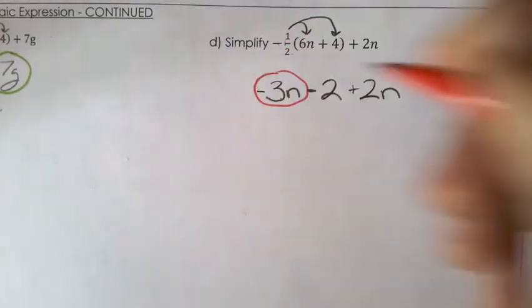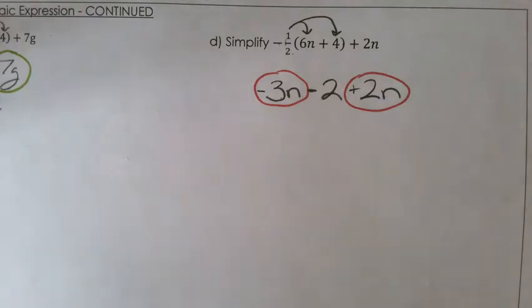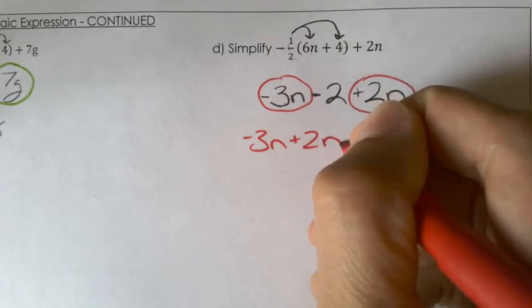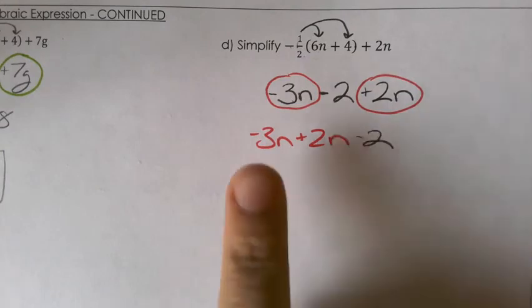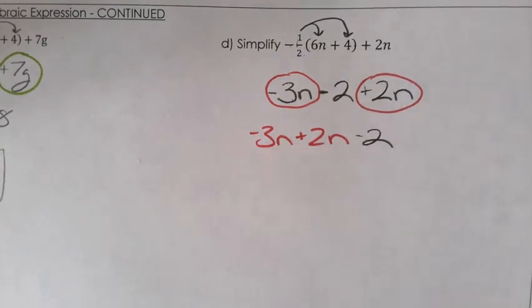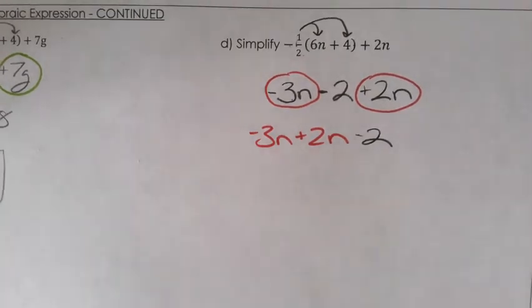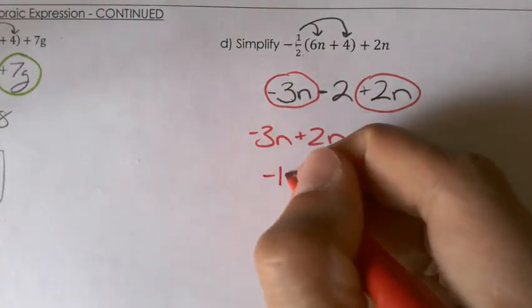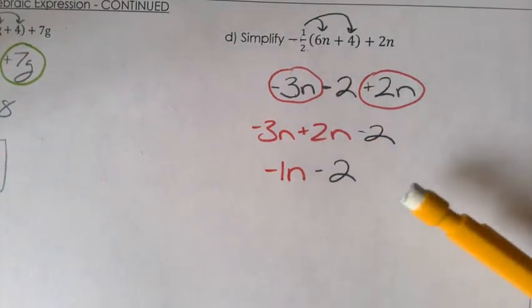So we have a -3n. Oh, and at the end we have another n. So we have -3n and a +2n, and then I bring down my -2. Now let's combine our like terms. -3n plus 2n. So we're doing the -3 plus 2 to find out how many n's we have. Well, remember -3 plus 2, that's going to give us a -1n. Bring down the -2. And this would be an acceptable answer.